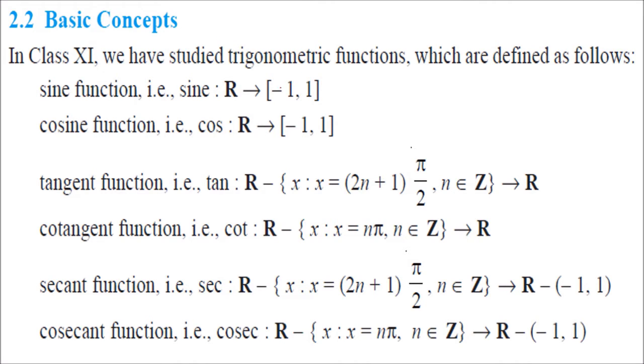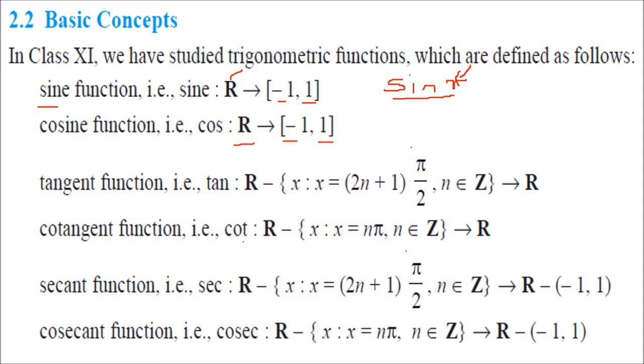Trigonometric functions, the basic ones like sine, cos, tan, cot, sec, cosec. For the sine function, this is the range. That means whatever value you give to x, sine x will produce a value from -1 to 1. Similarly, cosine will also produce for any theta a value from -1 to 1. So this is the range.